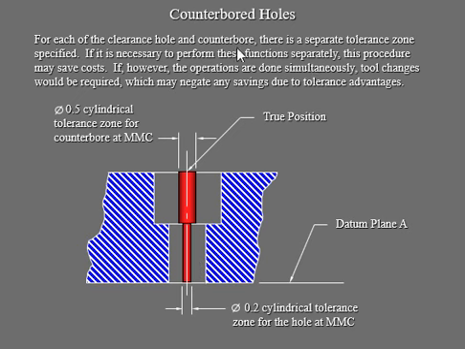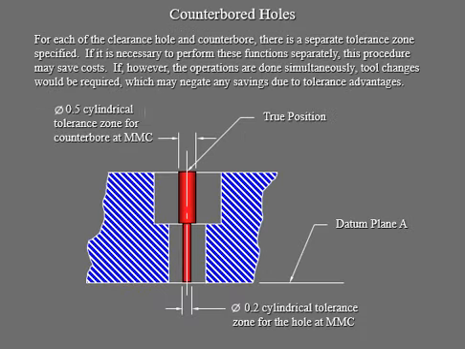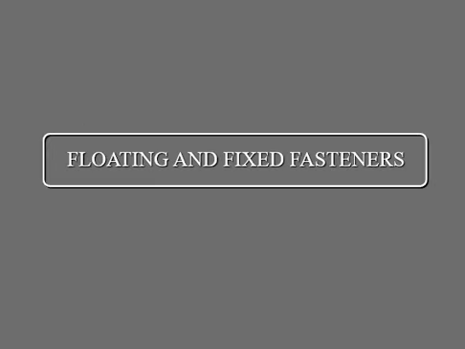So what has to be separated is your clearance hole and counterbore. When you drill them, you've got to do it separately, because they have separate tolerance zones. So when you machine it, you've got to do it separately. That's what is being talked about in this slide. And now we're getting to floating and fixed fasteners. One is a floating fastener and the other one is a fixed one. So let's see how we handle that.